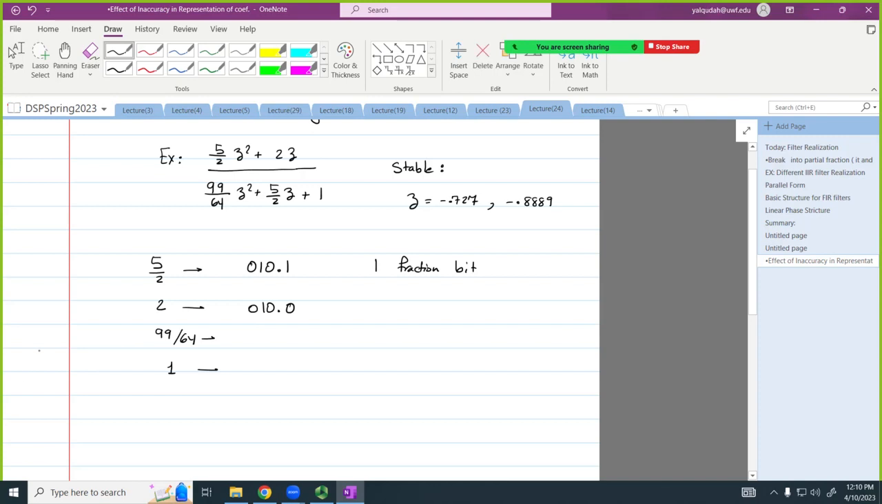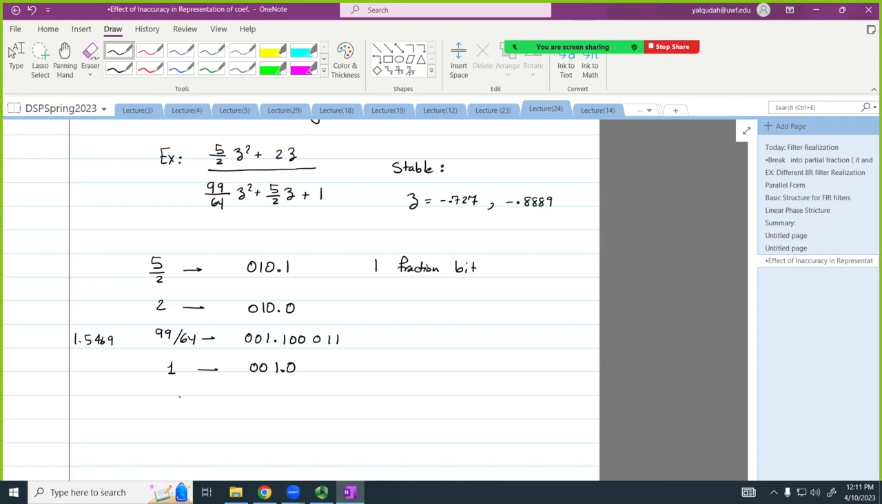99 over 64 is going to equal 1.546, which is going to equal 001.100011. And then we have a 1, which we represent as 001.0. 5 over 2 is 2.5, so this is a 2 and this is 0.5, and this is the 0.546.